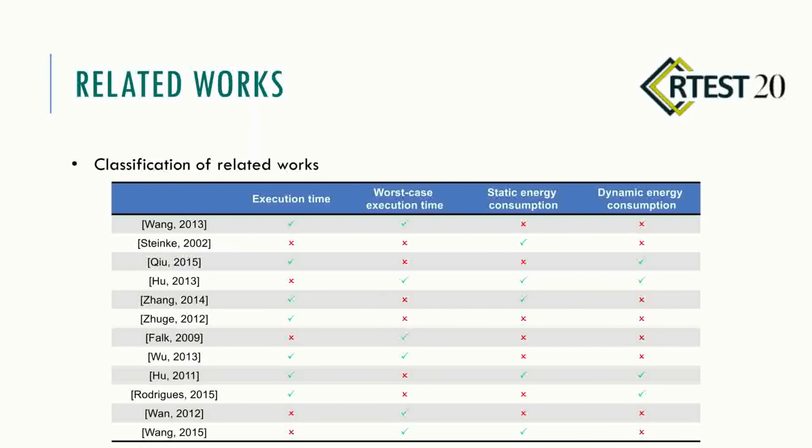Here you can see another classification of related works, and this table shows whether they are working on execution time of programs on embedded systems, worst case execution time, static energy consumption of the embedded system, or dynamic energy consumption of it.